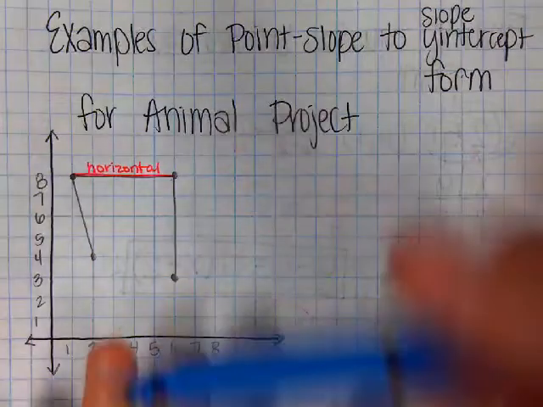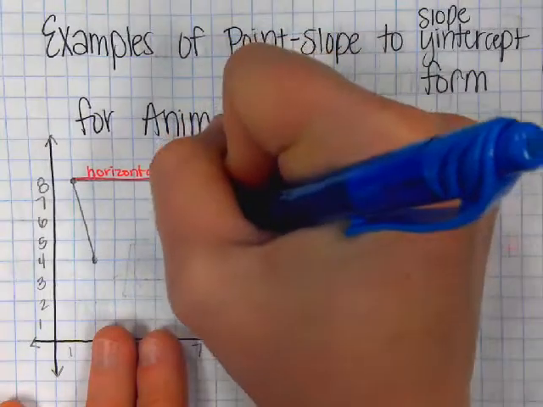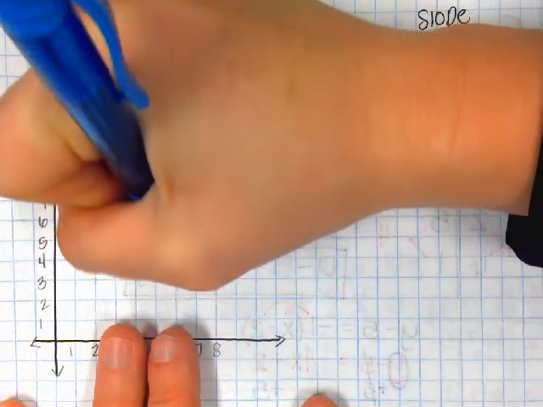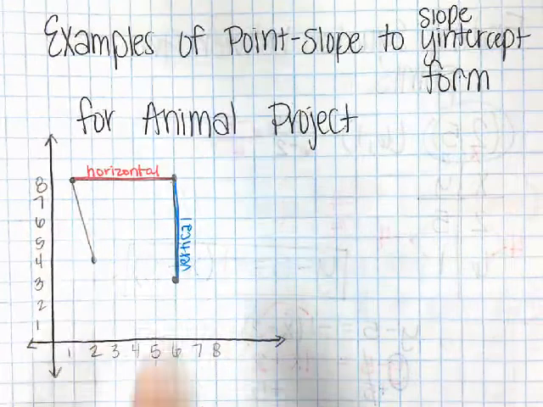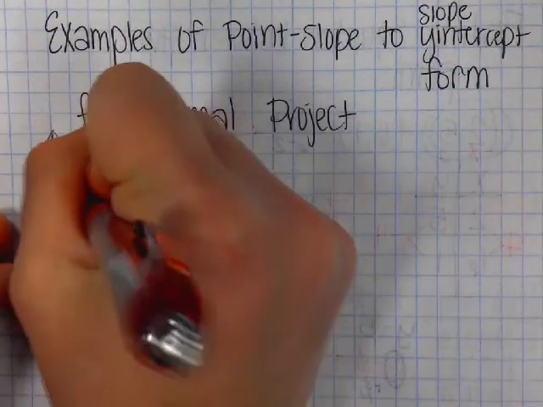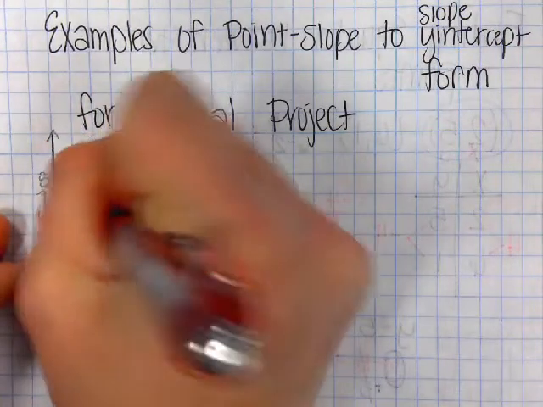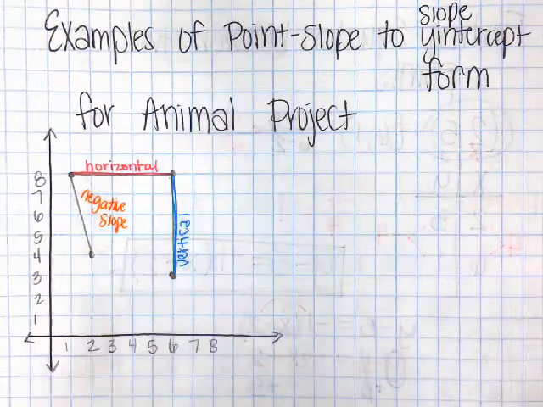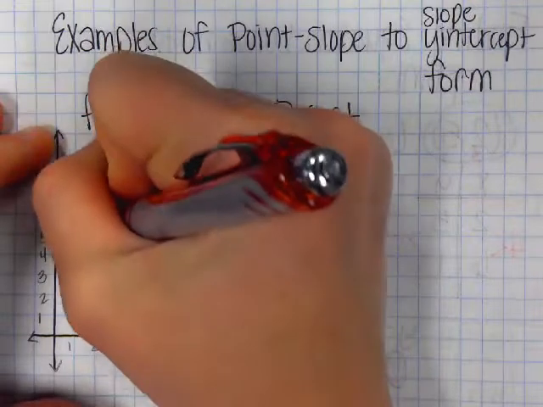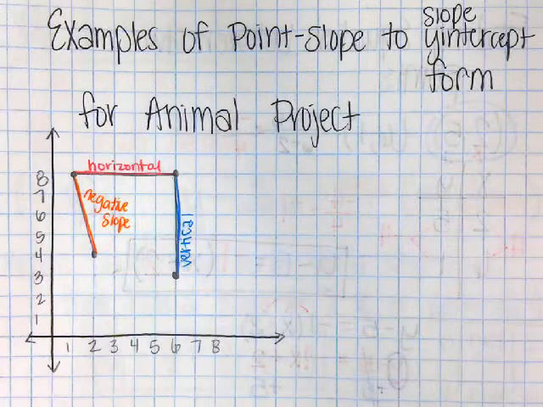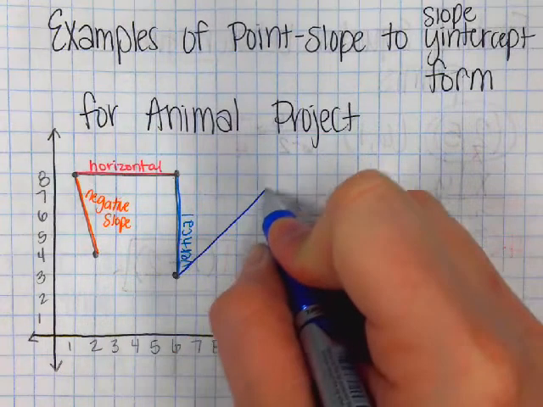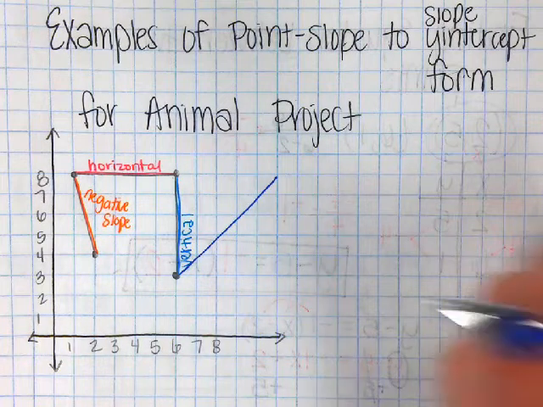This one is, oops, that's not a very pretty line. This one is vertical. Now this one is going down, so it is a negative slope. I don't have one that has a positive slope, but I guess I could just draw a line that has a positive slope. A positive slope would just look like that. So that would be a positive slope.